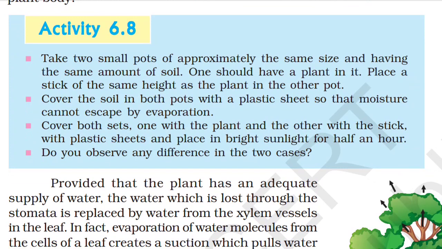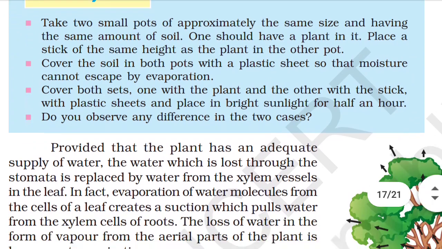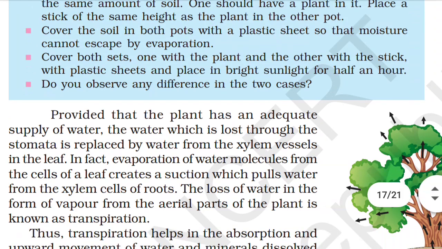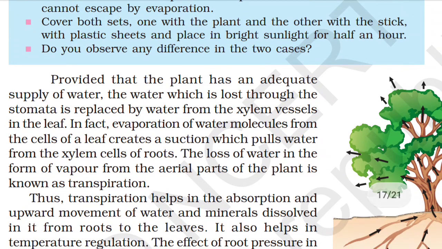Activity 6.8. Take two small pots of approximately the same size and having the same amount of soil. One should have a plant in it. Place a stick of the same height as the plant in the other pot. Cover the soil in both pots with a plastic sheet so that the moisture cannot escape by evaporation. Cover both sets, one with the plant and the other with the stick, with plastic sheets, and place in bright sunlight for half an hour. Do you observe any difference in the two cases?